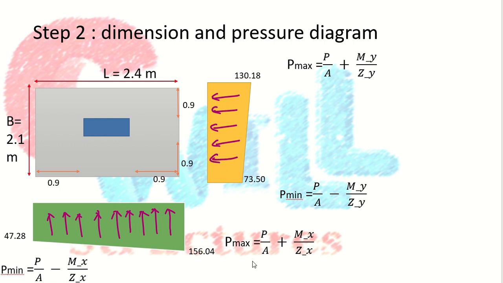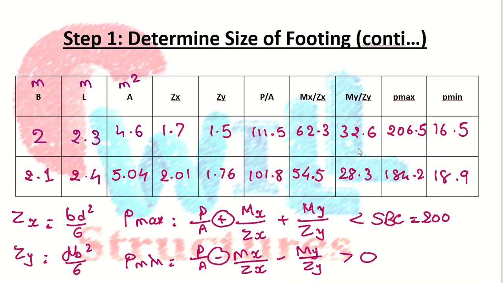Now we also have to calculate P maximum and P minimum for both diagrams, right? I have already calculated the values of P maximum and P minimum here. You can see with this particular formula, we already calculated P by A plus M by Z for the X direction. Here we are taking P by A as this particular 101.8 value plus M by Z.